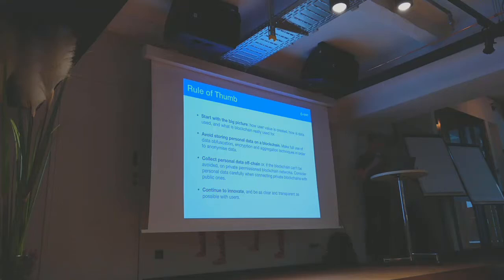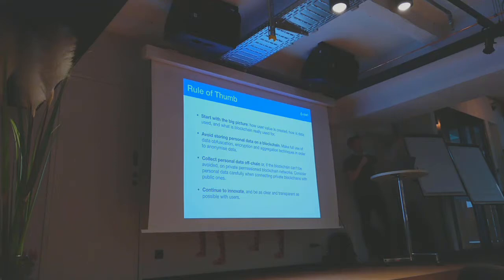And make full use of data obfuscation, encryption, aggregation, everything that I mentioned earlier to anonymize the data, rather than, of course, storing personal data itself. And if possible, also collect personal data off-chain. And if you can't avoid collecting data on-chain, then you should probably go for a permissioned or private blockchain, according to many blockchain experts. It's not my personal opinion, but that's actually what came out of the report.